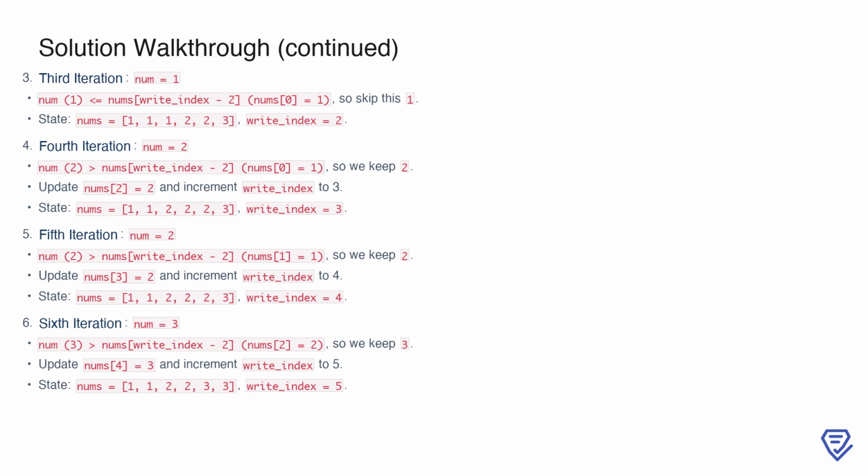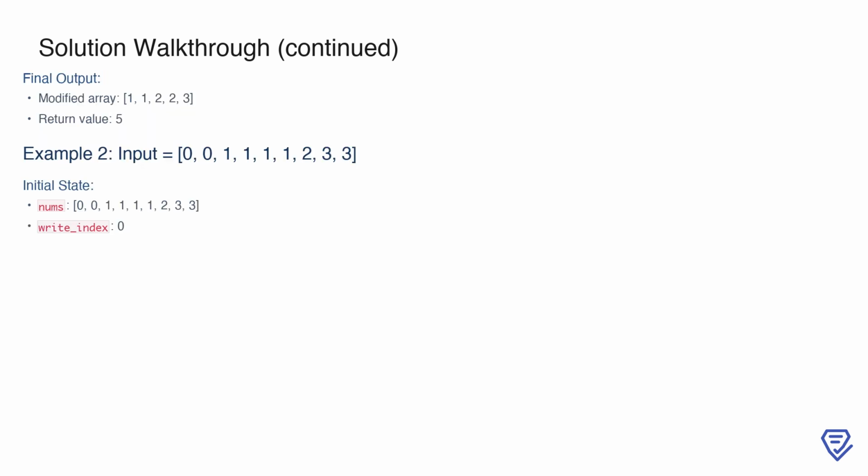Finally, in the sixth iteration, we process 3. Since 3 is greater than nums[right_index - 2], which is 2, we include it, write it at position 4, and increment right_index to 5. At the end of these steps, the array is 1, 1, 2, 2, 3, 3, and right_index is 5. With the execution complete, we see that the modified array is 1, 1, 2, 2, 3, and the return value is 5, representing the length of the modified array.